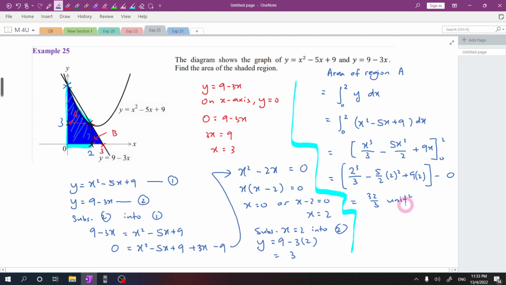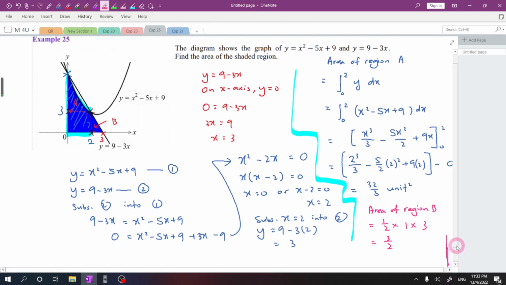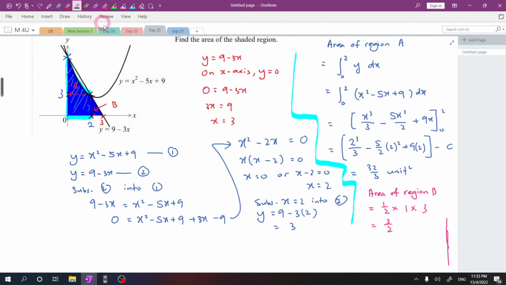Now, this is not the final answer yet. We still need to find the area of region B. Since this is a triangle, I just use the simple triangle formula. Area of region B is 1 over 2 times the base length, which is equal to 1, times the height, which is equal to 3. So this is 3 over 2. Now I just add these two areas together.